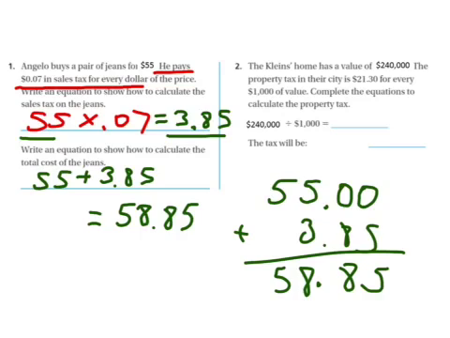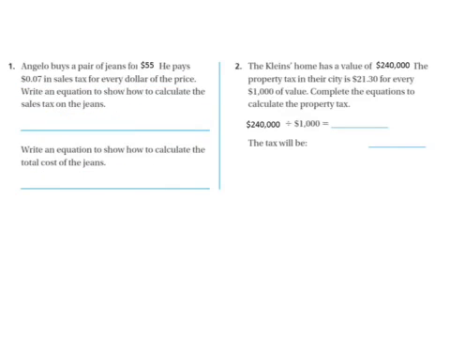So now we have number 2. We're talking about property taxes. The Kleins' home has a value of $240,000. The property tax in their city is $21.30 for every $1,000 of value. Complete the equations to calculate the property tax. Now, the first thing we need to do, notice it says $21.30 for every $1,000 of value.